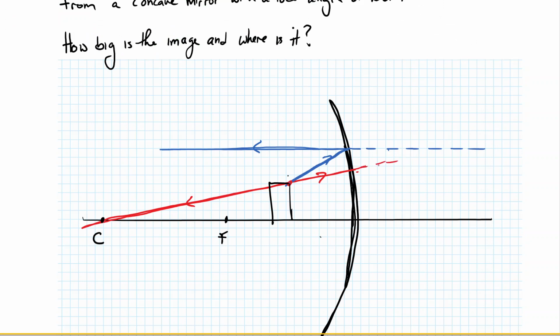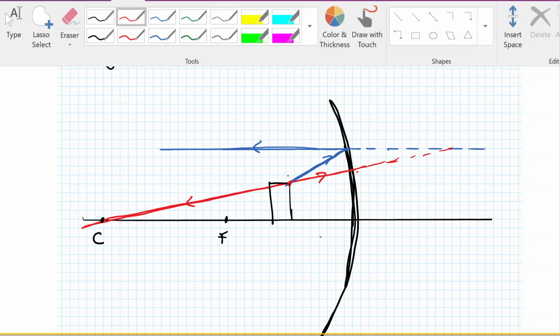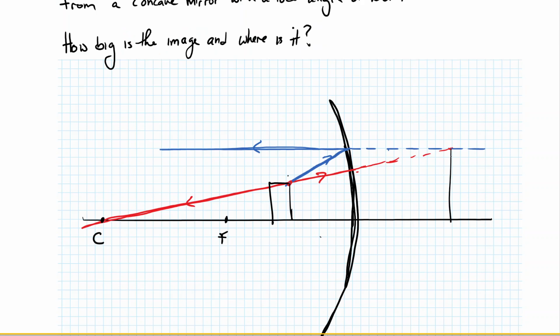Extending is hard. So somewhere around there, let's say. So this thing appears to be virtual. It appears to be upright, and it looks like it's magnified. If this thing is 1, 2, 3, 4 blocks tall, this is 1, 2, 3, 4, 5, 6, 7, 8 blocks tall. So that's what we expect to see. Something's twice as big. Let's see how the math works out.